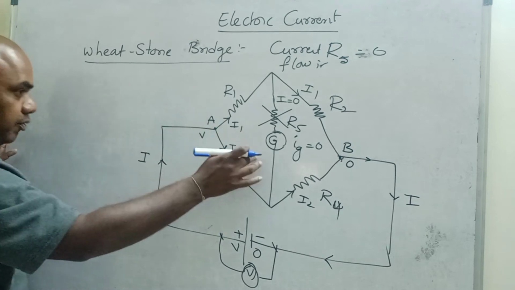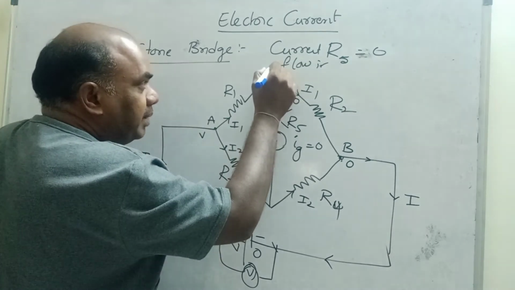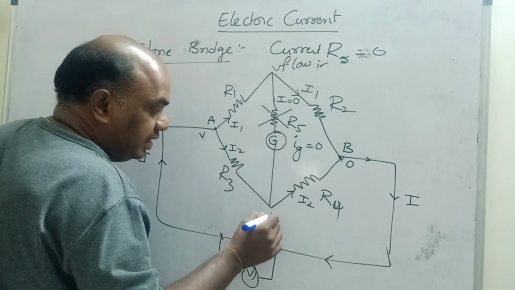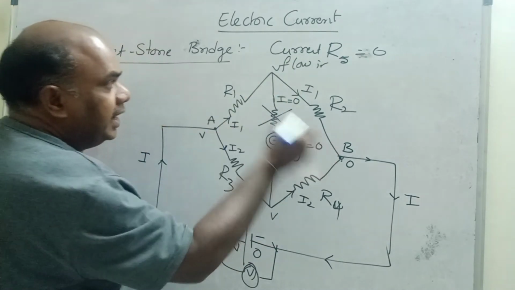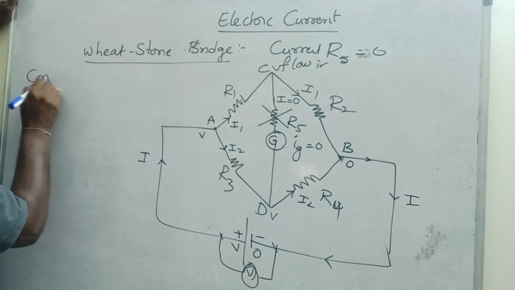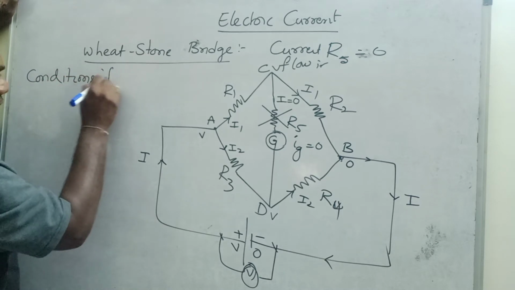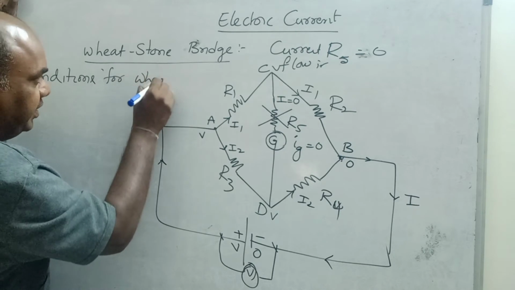If the current flow in the galvanometer is not showing any deflection, what is the meaning? The potential difference between these 2 points C and D will be 0. That means condition number 1, conditions for the Wheatstone bridge.